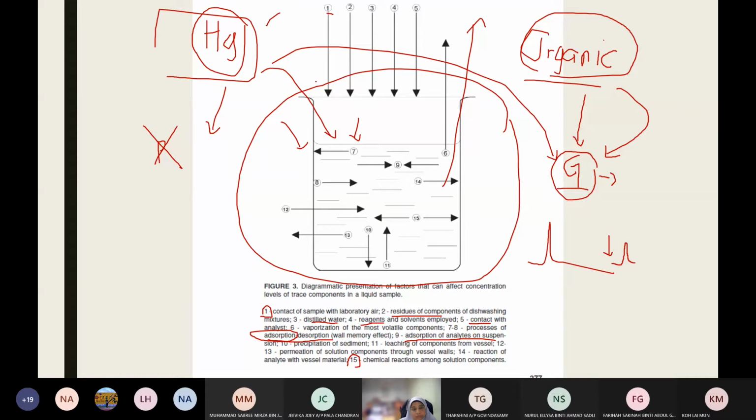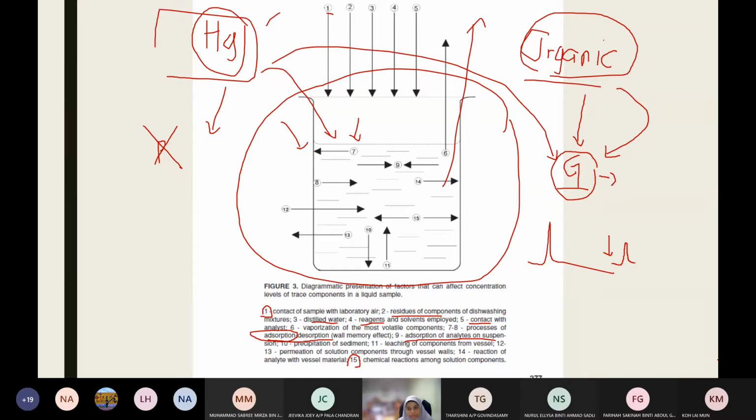All right, so as I mentioned just now, the apparatus is very important, and the way you wash your apparatus is also very important. For metal analysis, normally, like me last time, when I dealt with metal analysis, I would soak all the apparatus in a nitric acid solution. We prepare the nitric acid solution at a certain percentage, soak all our apparatus inside, and the next day we rinse and wash with deionized water.